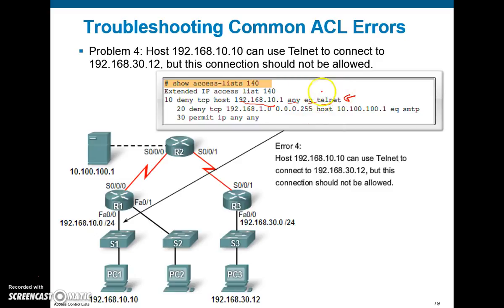This is correct. The problem now is that PC1's IP address is 10.10, but here I have a typo. I put it as 10.1. So when PC1 tries to telnet, the router evaluates this rule. This rule says 10.1, but in the IP packet the source IP address is 10.10. It doesn't match the first rule, so you move on to the second rule, and finally the third rule, which permits this packet to pass through. So to correct this, just change these to 10.10.